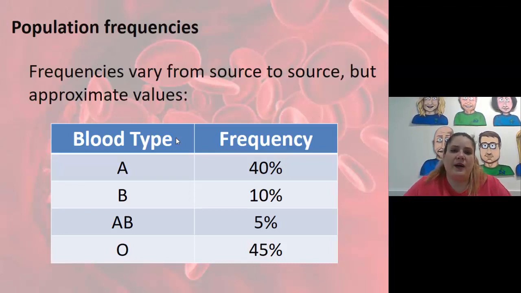So when we start to look at population frequencies, depending on what source you look at, and I know your book has slightly different information, you're going to get approximately these values.